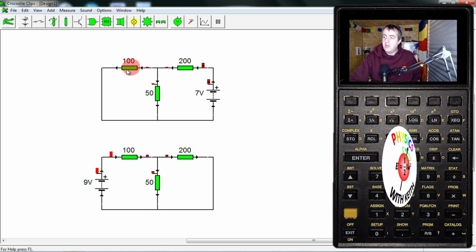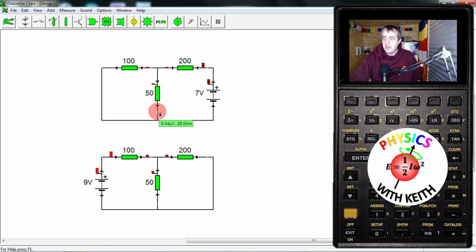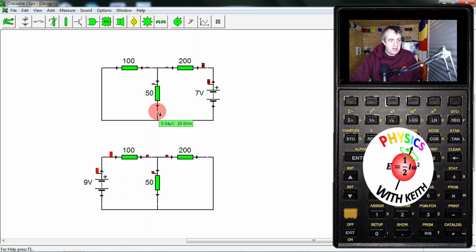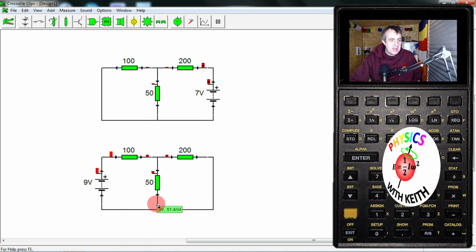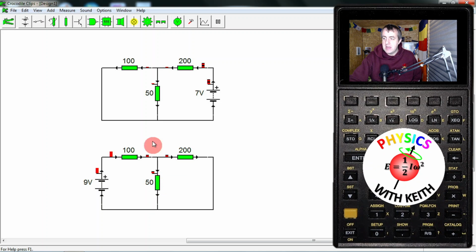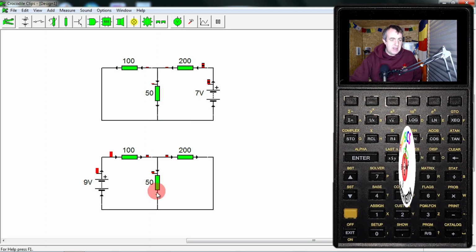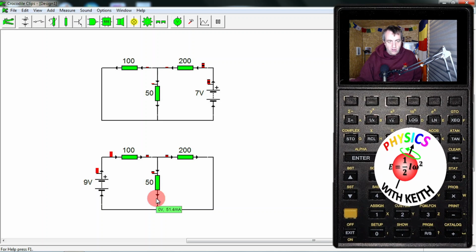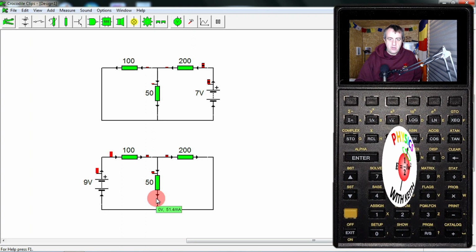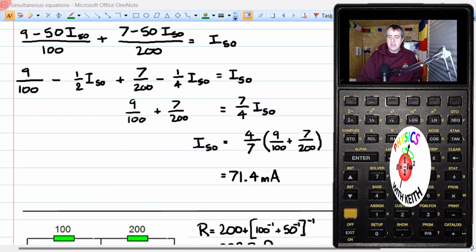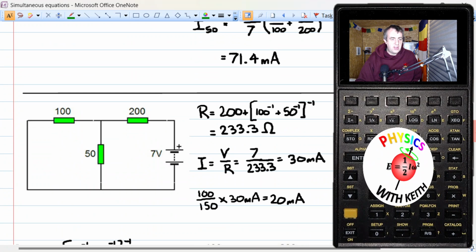So I can do some analyses on this quite easily. I could just hover my cursor around here and see that's 20 milliamps passing down that branch, and this one here is 51.4 milliamps, and 51.4 milliamps plus 20 milliamps is 71.4 milliamps, which is exactly what we had before. But let's analyze it properly. So switch off that screen.